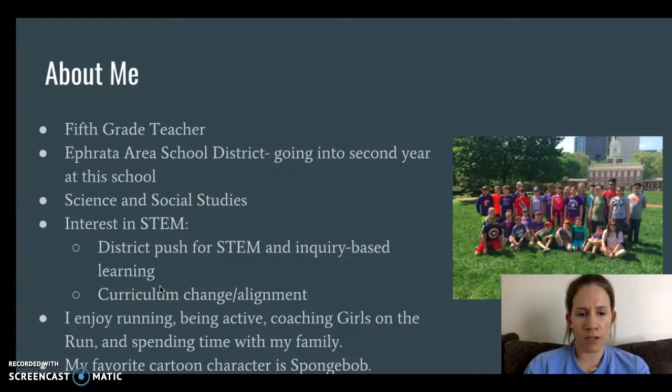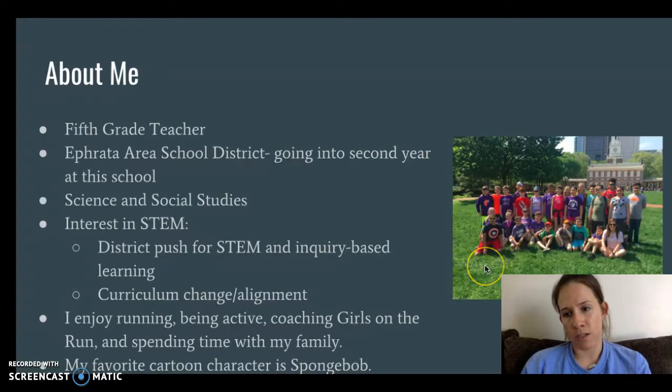In my spare time, I enjoy running and being active. I coach Girls on the Run, and I like spending time with my family. And for the Easter egg for the first module, my favorite cartoon character would have to be SpongeBob. On the right-hand side of your screen is a picture of myself and my class on our field trip this year.